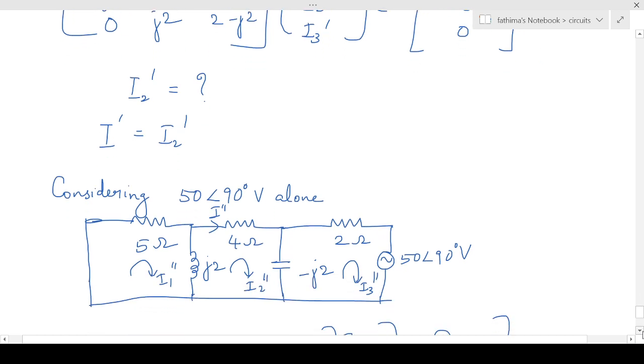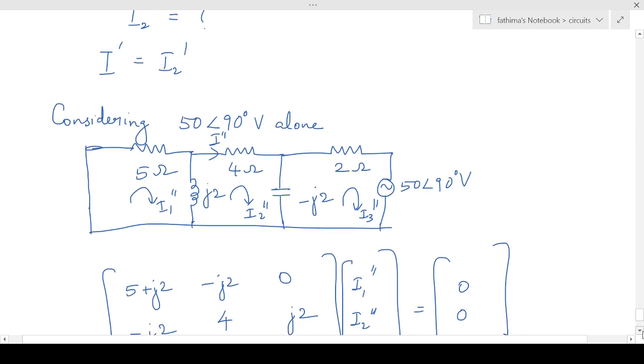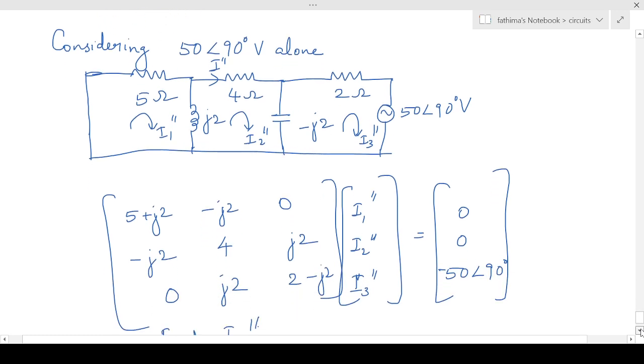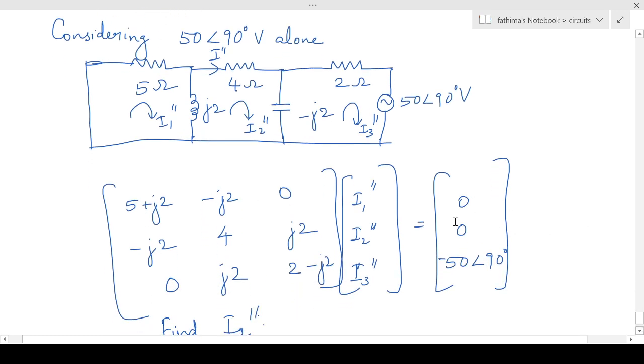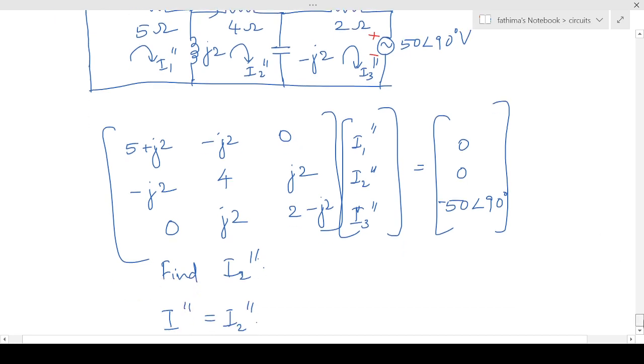Next, we have to consider the 50 angle 90 degree voltage source acting alone. So we set the first voltage source equal to 0. Now we are writing the matrix again by inspection, and this matrix will be the same. The B matrix will be equal to, there is no voltage source over here, so it is 0. Here there is no voltage source, so it is 0, and here there is a voltage source, it is 50 angle 90 degree. So the direction was given like this. Here the current is flowing in the upward direction, so it is plus here and minus here, so it is minus 50 angle 90. So we have to calculate I2 double dash, which is equal to I double dash.